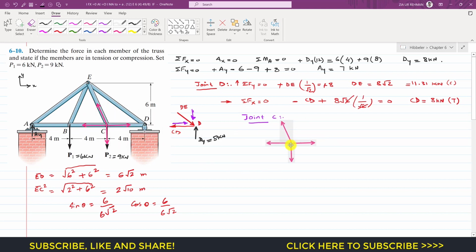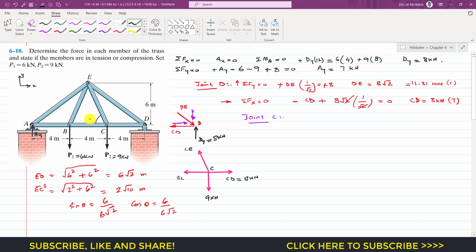So this is our joint C free body diagram. Here I will write that this is point C, this is CD, and CD is 8 kilonewton, and this is CE, this is not known, this is BC, and this is that 9 kilonewton P2. Now we need to resolve this EC or CE member force into its components.